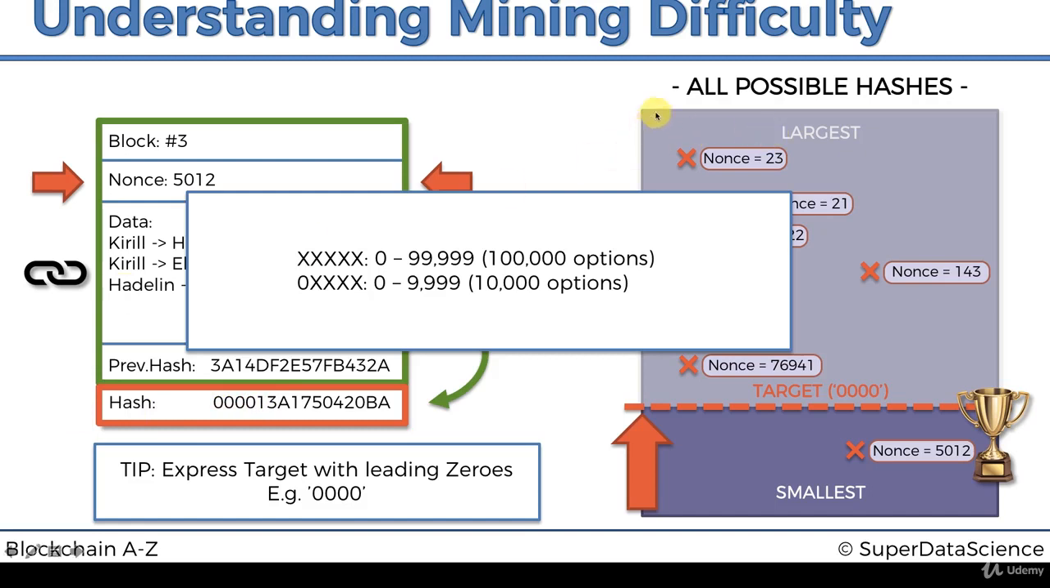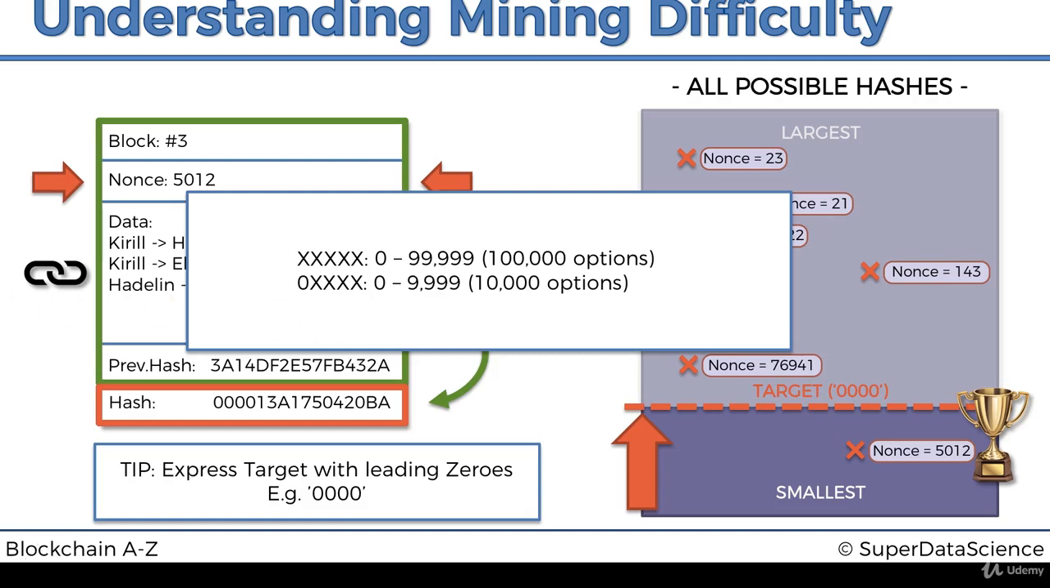So in reality, even one leading zero is going to significantly reduce our options, because right now it looks like if we pick any random number, any random nonce, then we'll have like a 25% chance of getting a golden hash. But in reality, it's much, much less.